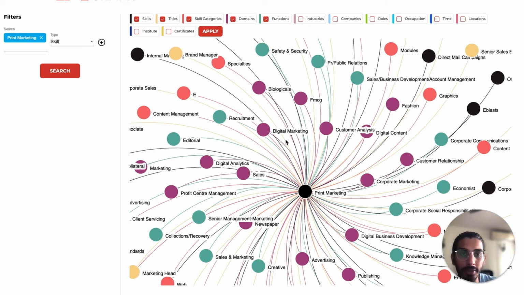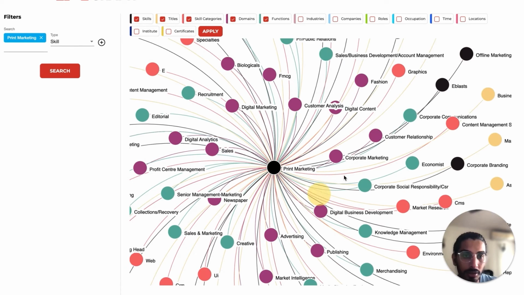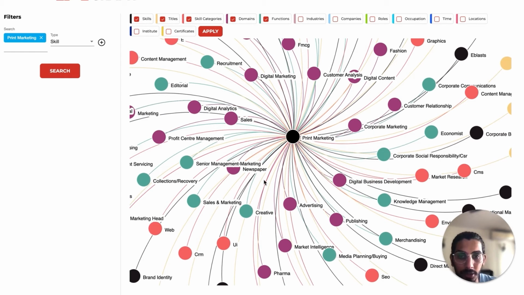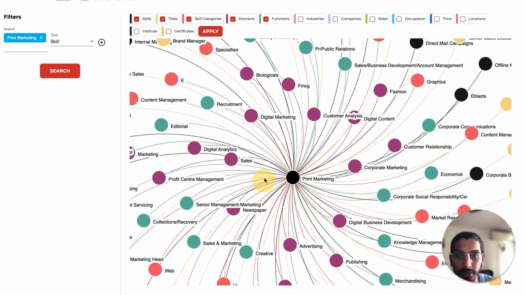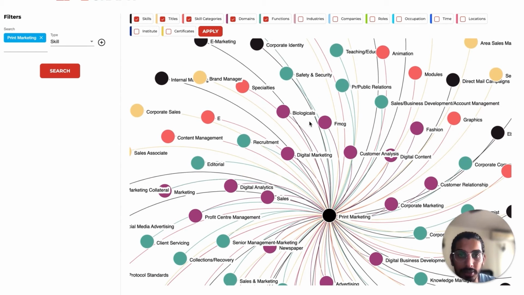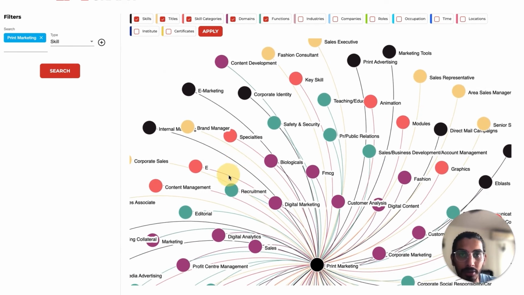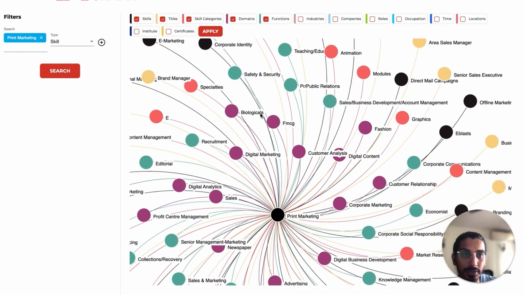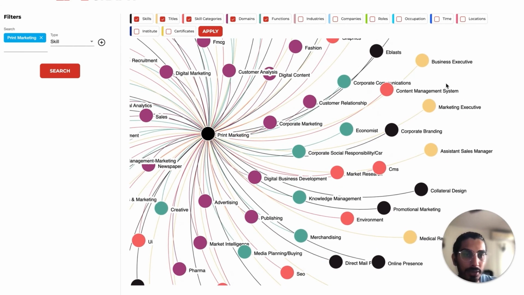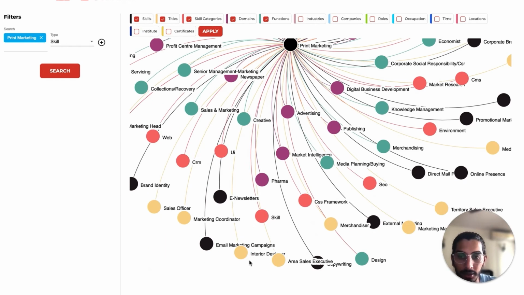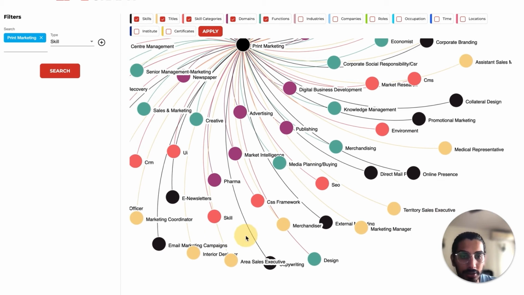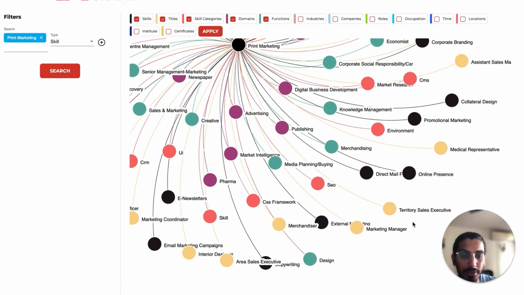The domains where it is used are digital marketing, corporate marketing, customer relationship, digital business development, publishing, advertising, newspaper, profit center management, sales, digital analytics, biologicals, FMCG, where this is used a lot. The people who have this skill are brand manager, fashion consultants, sales representatives, business executive, marketing executives, interior designers, marketing coordinators, merchandisers, and marketing managers.